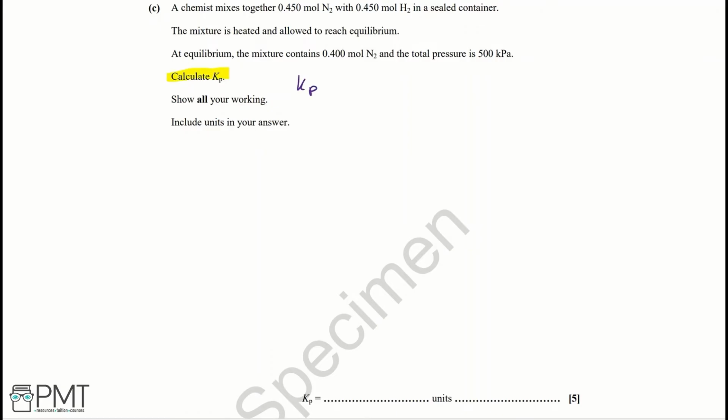So Kp equals the partial pressure of NH3 squared divided by the partial pressure of N2 multiplied by the partial pressure of H2 cubed. If we look at the equilibrium equation, I have taken the stoichiometry and raised that as the power, and we've got products over reactants if we look at the forwards reaction. So then we need to work out the number of moles that we have at equilibrium.